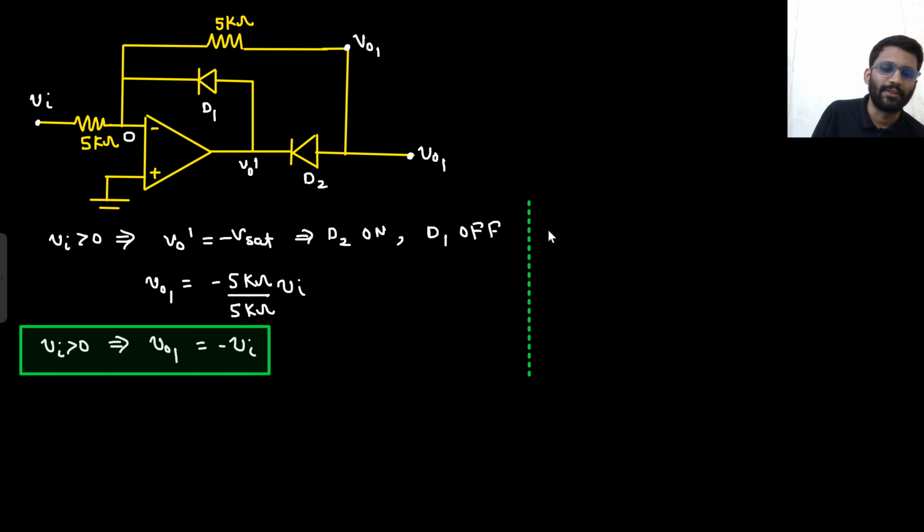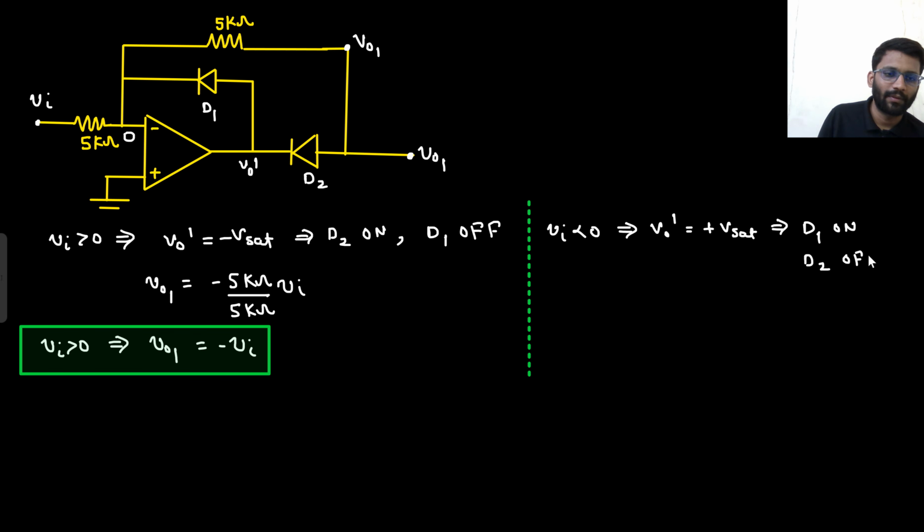If Vin is less than 0, then what will happen? If Vin is less than 0, your output V0 dash will be plus Vset. If it is plus Vset, then this diode D1 will turn on. D1 is on and it is plus Vset, then D2 is off. D1 is on and D2 is off.